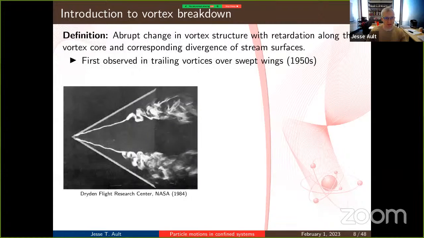This was first observed in the trailing vortices over swept wings in the 1950s. This is a delta wing at a steep angle of attack, where they're injecting smoke where the wingtip vortices are generated. You can see that they maintain this smooth column vortex down to a certain region, where then suddenly the vortex diverges.